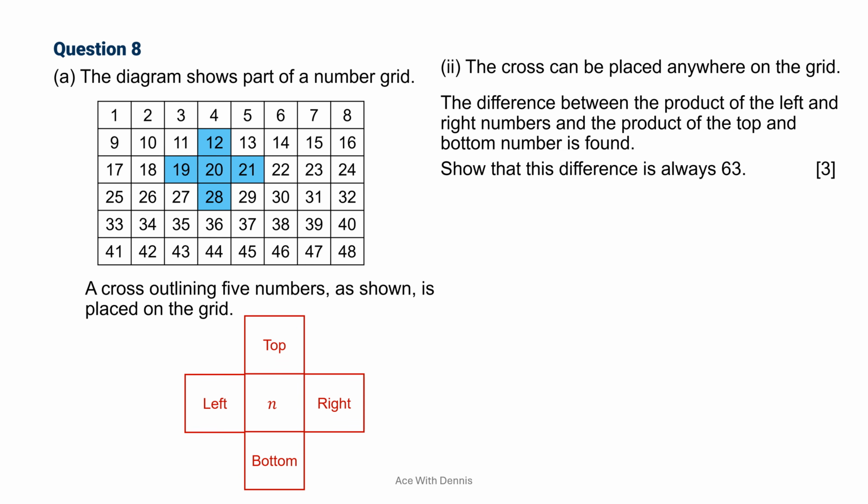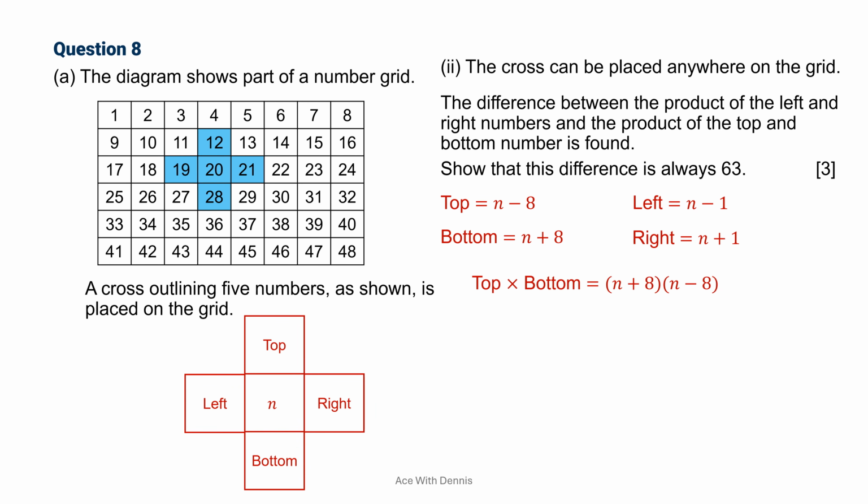So the middle number will be n. The number at the top is top, then left, right, and bottom. So the top number, as we have analyzed in a previous question, is n minus 8. Bottom number will be n plus 8. Left is n minus 1, and the right number is n plus 1. So the top number multiplied with the bottom number will be n plus 8 times n minus 8. Expand, we get n squared minus 64.